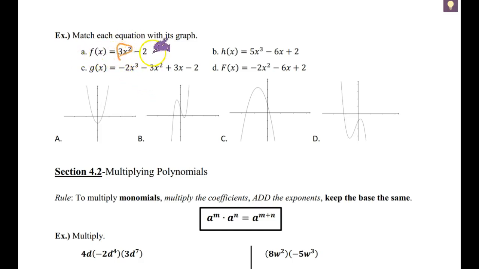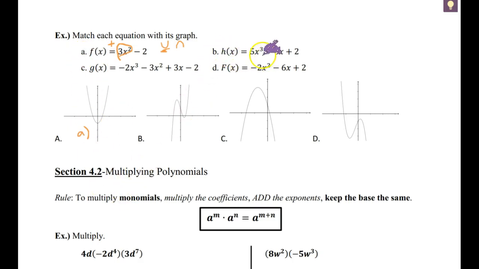So this polynomial function has degree 2. So that tells me it's either going to be going up U or down U. This positive coefficient here tells me it's going to be facing up. So I look at these graphs and I see the U shape going upward. So this one must go with choice A.